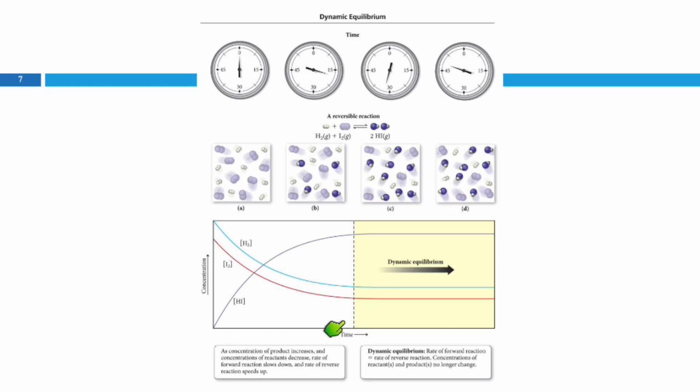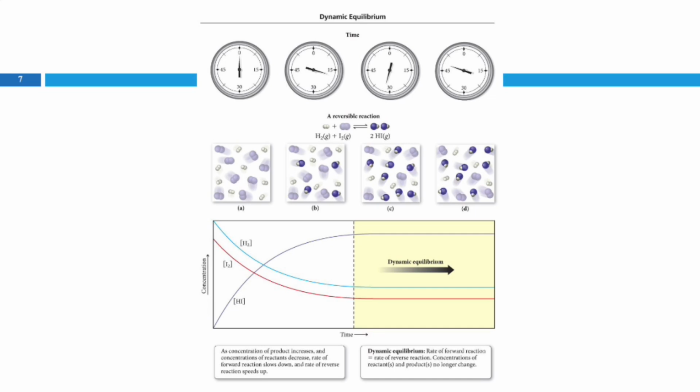At the point we call equilibrium, there is no net change in the concentration of the reactants and products. It's called a dynamic equilibrium, though, because the forward and reverse reactions are still going on. It's just that they're going on at the same rate, and so the overall concentration isn't changing.